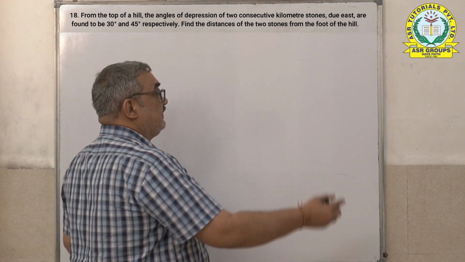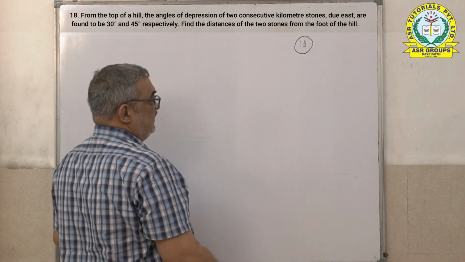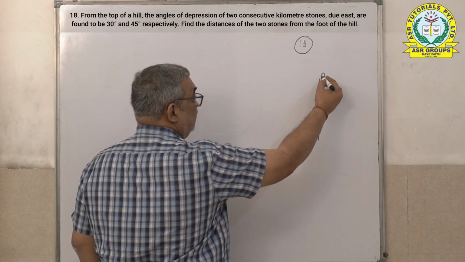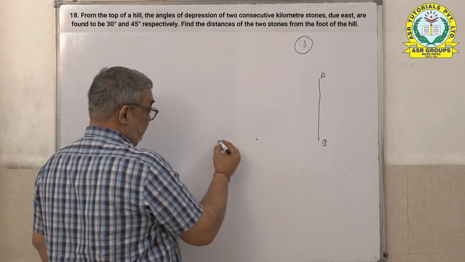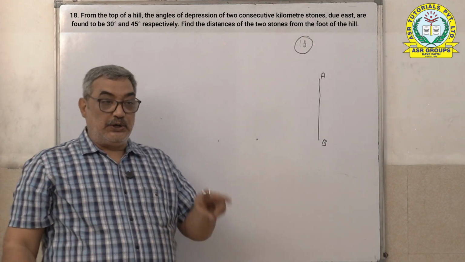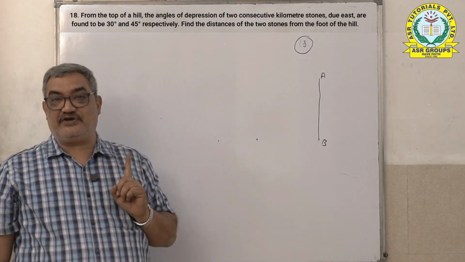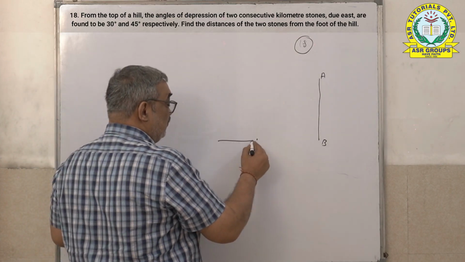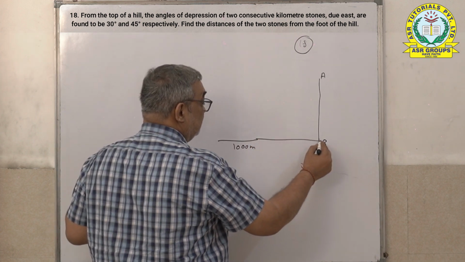Sum number 18. This is a tower. There are two stones. In the sum, try to understand. They have written 2 consecutive kilometer stone. That is the main information. Means the distance between the 2 stones is 1000 meter.